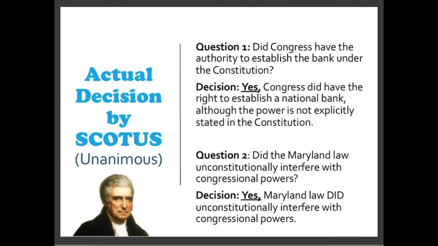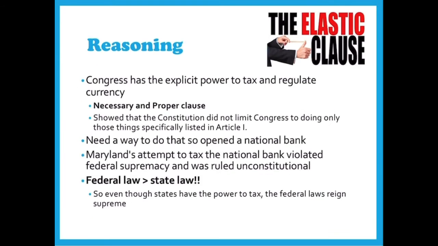So the Supreme Court's decision was unanimous. They said that Congress did have the right to establish a national bank, although the power is not explicitly stated in the Constitution. Secondly, they said that, yes, Maryland law did unconstitutionally interfere with congressional powers, and they did overstep their boundaries. So the reasoning behind this decision was that Congress has the explicit power to tax and regulate currency.